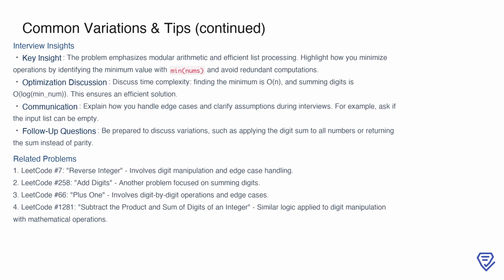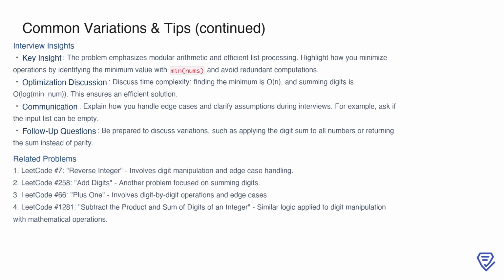During interviews, it's just as important to communicate your thought process clearly. Explain how you handle edge cases and clarify any assumptions, like asking the interviewer if the input list could be empty. Be prepared for follow-up questions as well. For instance, you might be asked how you would extend the solution to calculate the digit sum for all numbers in the list or to return the sum directly instead of its parity.